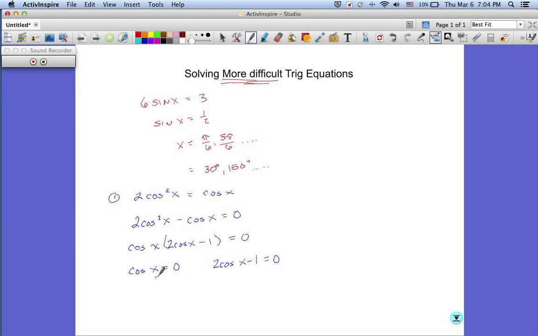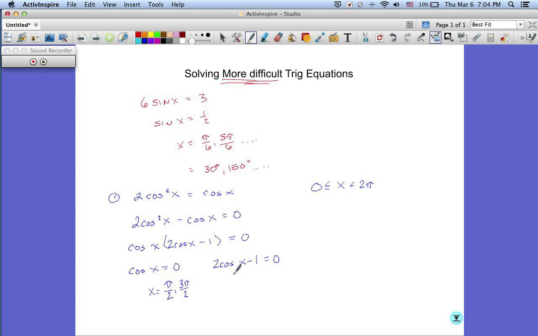So this one's already solved. I just need to finish it. And we're going to look for answers strictly between 0 and 2 pi. Okay, so we're going to look for them there. And let's say they can even be equal to 0. So when is cosine equal to 0? Well, cosine is equal to 0 at the top of the circle and the bottom of the circle.